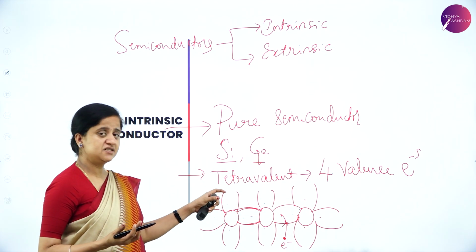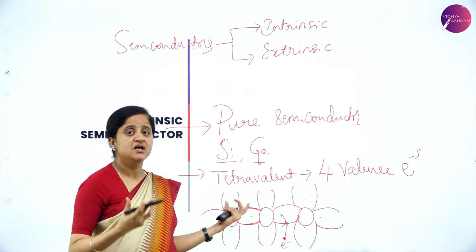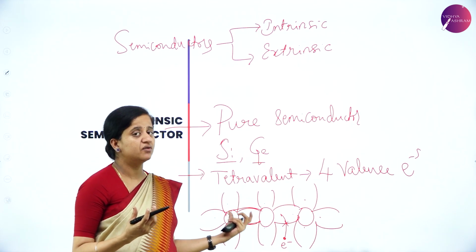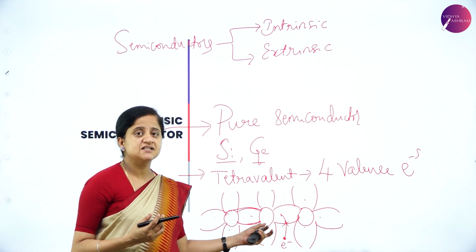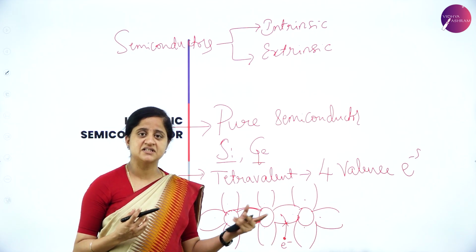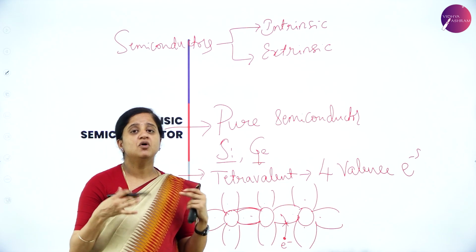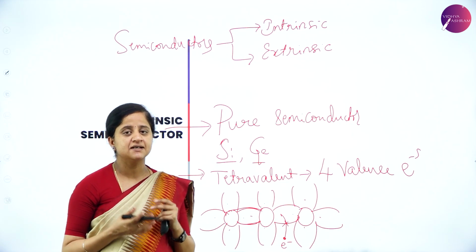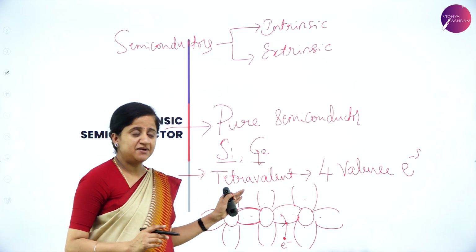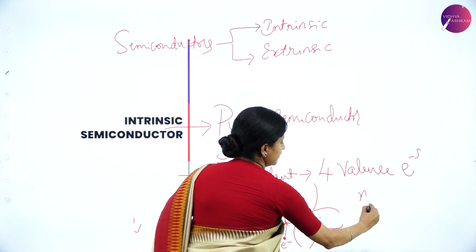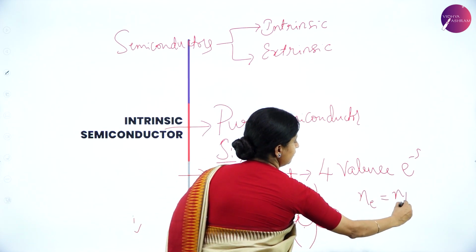These shared electrons become very strong by forming a covalent bond. As the temperature increases, the bond breaks and the electron will come out, which helps in the conduction process. So to get more number of electrons, we have to increase the temperature. In intrinsic semiconductor, the number of free electrons is equal to the number of holes.